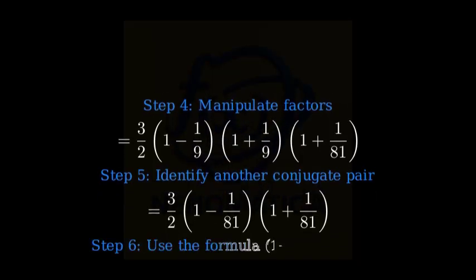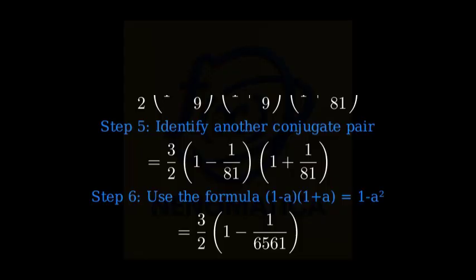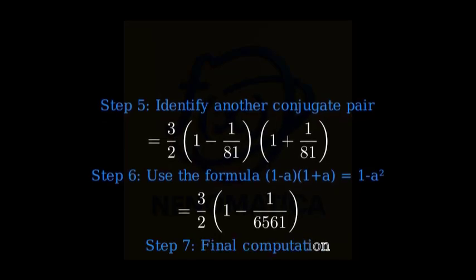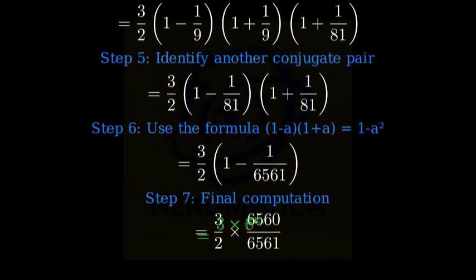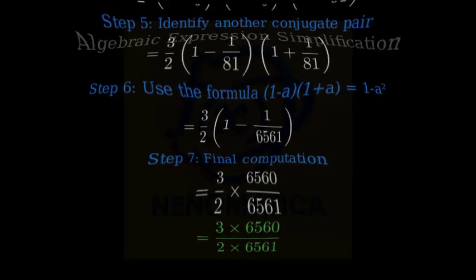In the sixth step, we simplify the conjugate pair. Using the identity a² - b² equals (a + b)(a - b), but in reverse, we get 3/2 times (1 - 1/6,561). In the final step, we compute the result. We have 3/2 times 6,560 divided by 6,561. The final result is 3 times 6,560 divided by 2 times 6,561.